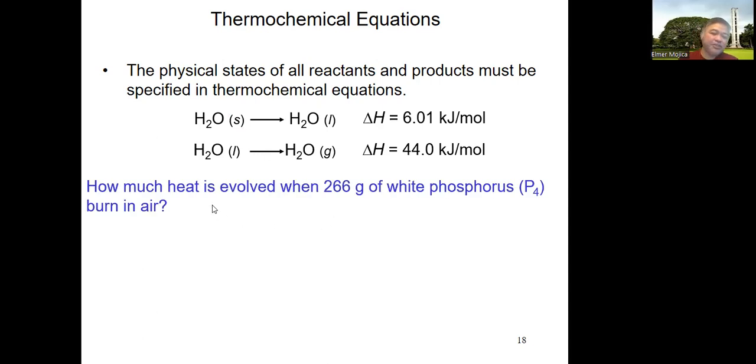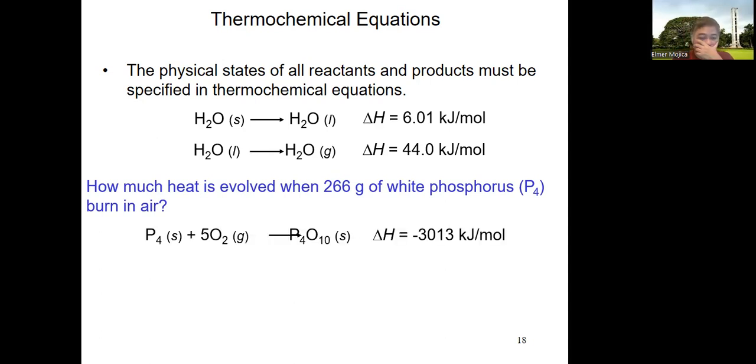So how are we going to do this here? How much heat is evolved when 266 grams of white phosphorus burn in air? So let's say this is what was given to you. Anyone?